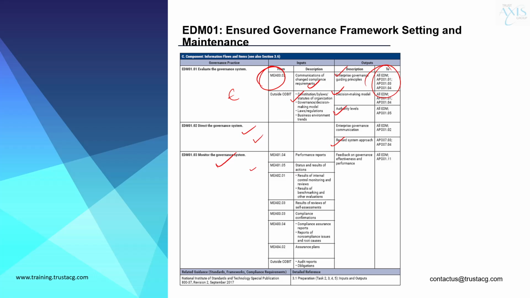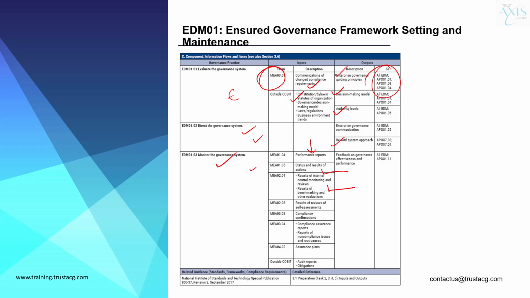Now, this process relies on a wide range of inputs, primarily coming out of the monitoring, evaluation, and assurance objectives. MEA is a set of management objectives that we will be discussing in extensive detail in our other sessions. But for now, just remember that you will need performance reports offering data on how governance processes are functioning on the ground. You will need status and results from the actions from governance or compliance initiatives.